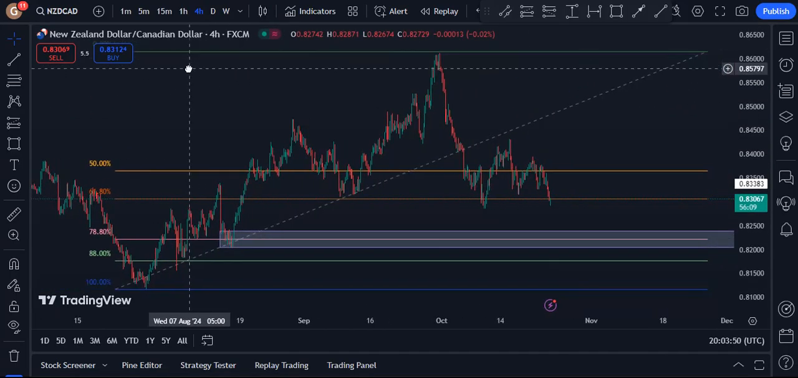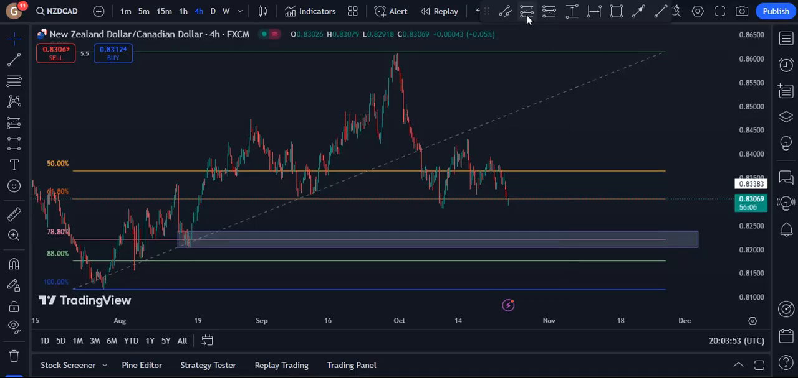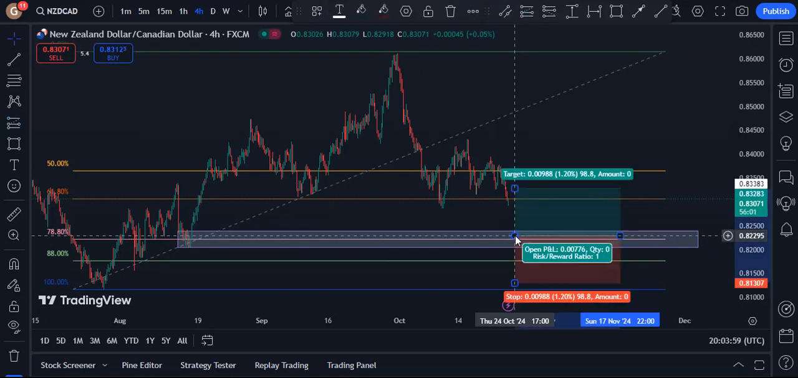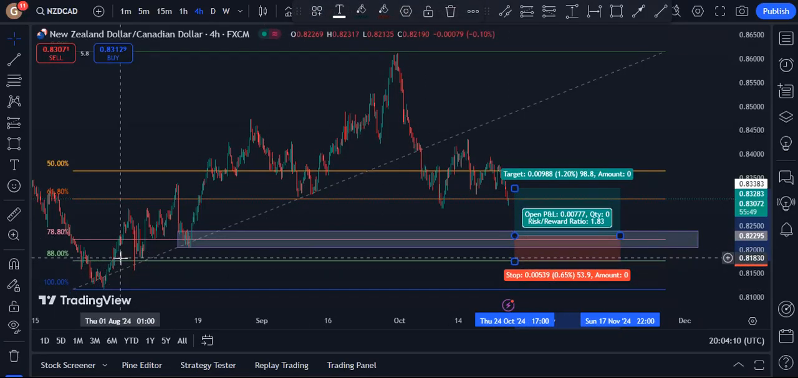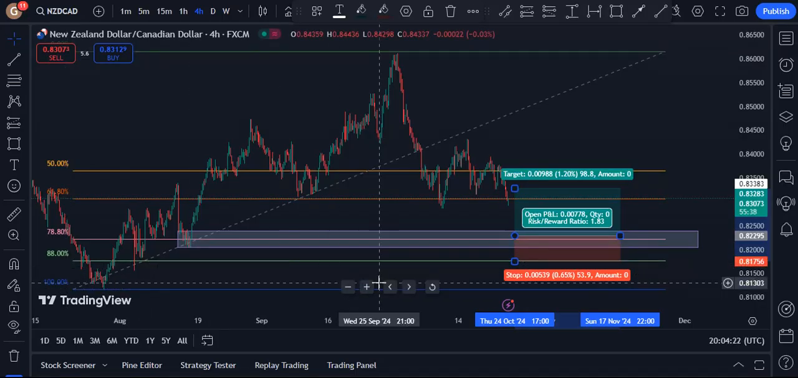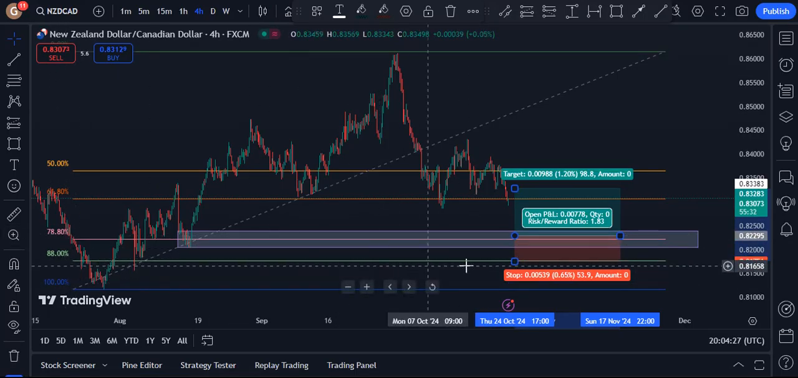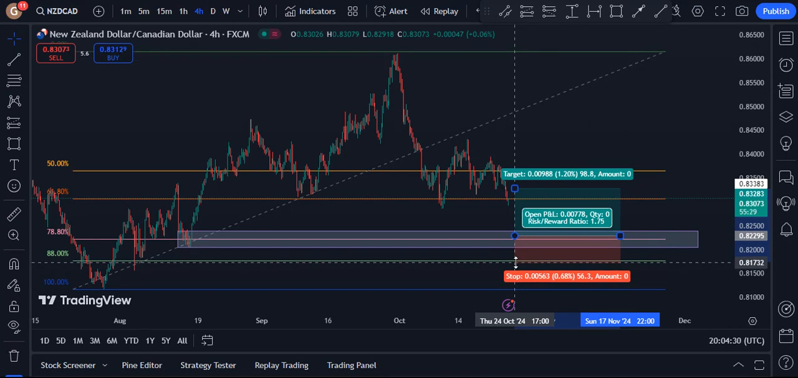So at this point, I'm gonna put my buy order at the zone, and then I'm gonna put my stop loss below the next fib level. So when you're trading Fibonacci, because we are using the 78.8% zone, we want our stop loss to be at the 88% zone. That is the next fib level lower than where we are making our entry, which is right at this level. So our stop loss is going to be right here.